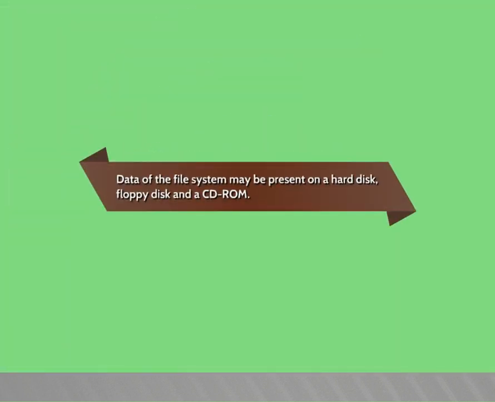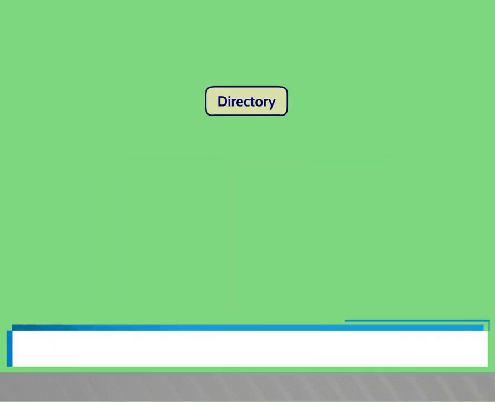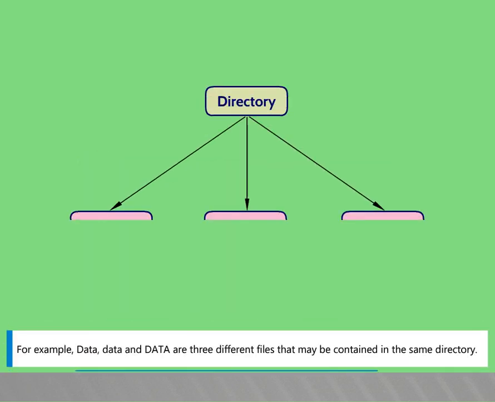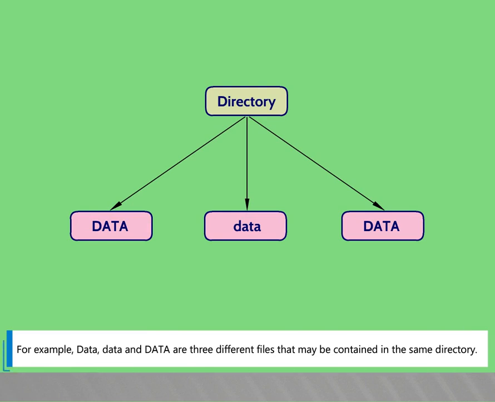Data of the file system may be present on a hard disk, floppy disk and a CD-ROM. For example, data, data, and data are three different files that may be contained in the same directory.